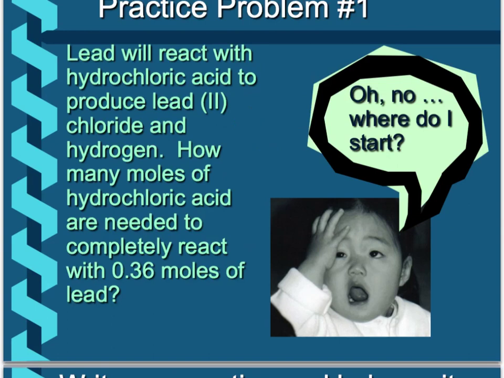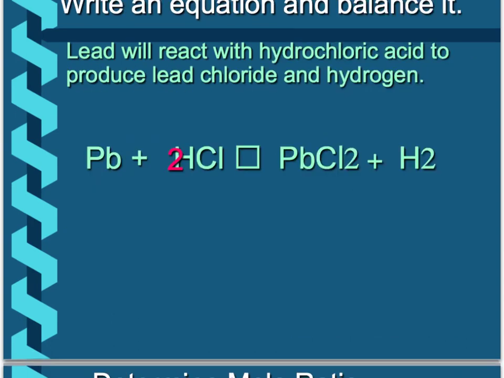So let's go ahead and look at a practice problem, and it reads that lead will react with hydrochloric acid to produce lead 2 chloride and hydrogen. And the question is, how many moles of hydrochloric acid are needed to completely react with 3.6 moles of lead? And so right now you're like, oh my goodness, where do I start? So let's go ahead and take a look.